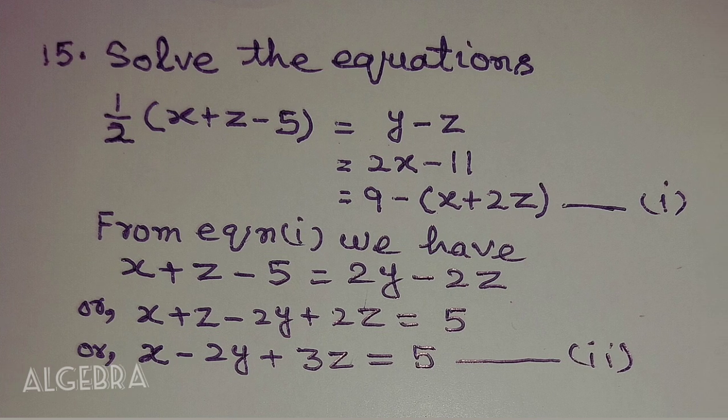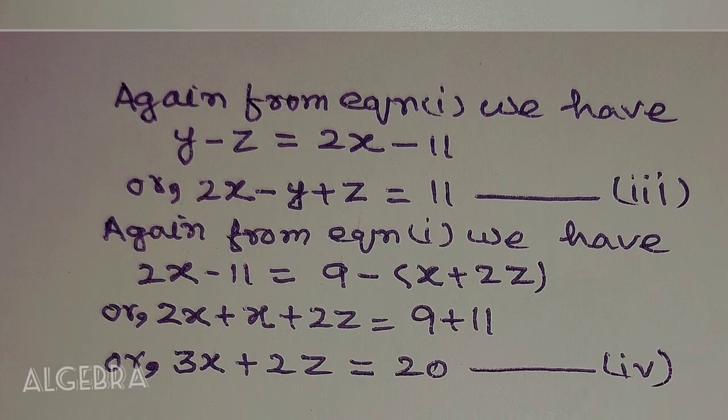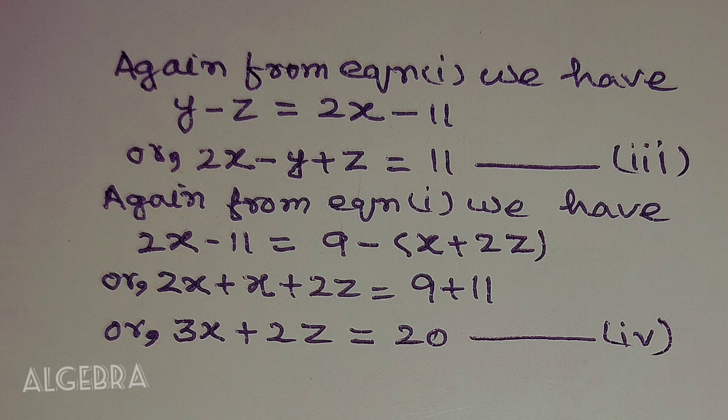15. Solve the equations. 1 by 2 x plus z minus 5 is equal to y minus z is equal to 2x minus 11 is equal to 9 minus x plus 2z. Equation 1. From equation 1, we have x plus z minus 5 is equal to 2y minus 2z, or x plus z minus 2y plus 2z is equal to 5, or x minus 2y plus 3z is equal to 5, equation 2. Again from equation 1, we have y minus z is equal to 2x minus 11, or 2x minus y plus z is equal to 11, equation 3.